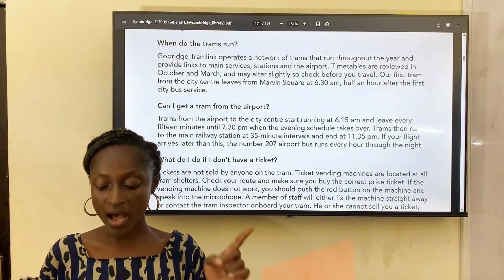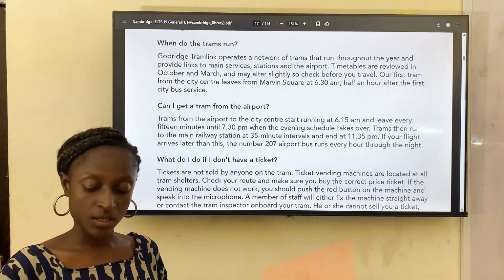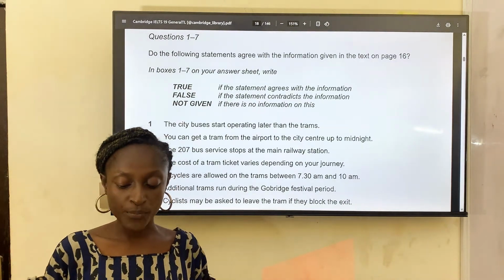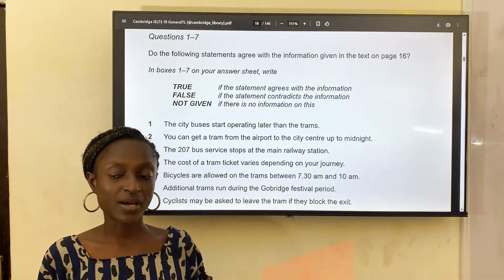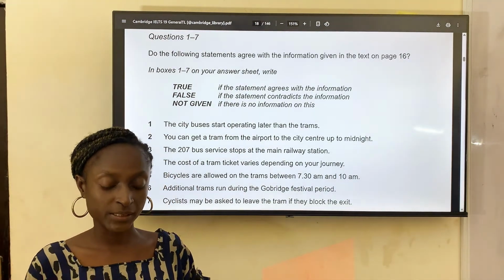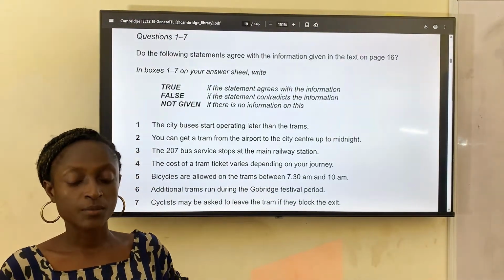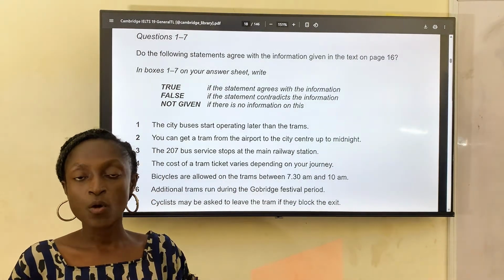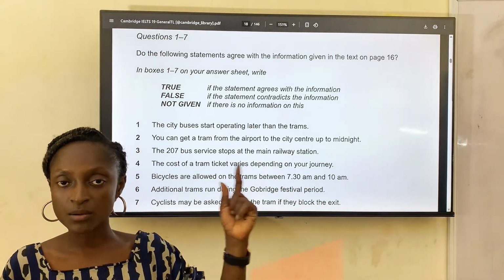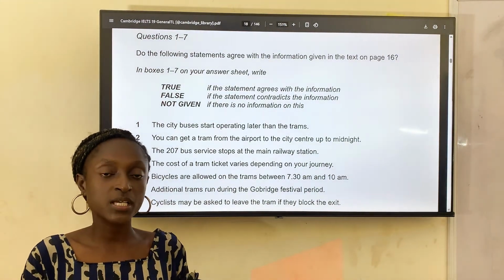Did you hear that? Half an hour. That simply means 30 minutes after the first city bus service. Now, the question says, the city buses start operating later than the trams. Now you can see we have contrary information there, but we are going with information contained in the passage. So according to the passage, this statement is false because the passage says the tram starts operating 30 minutes after the city bus. So the answer to the first question is false.